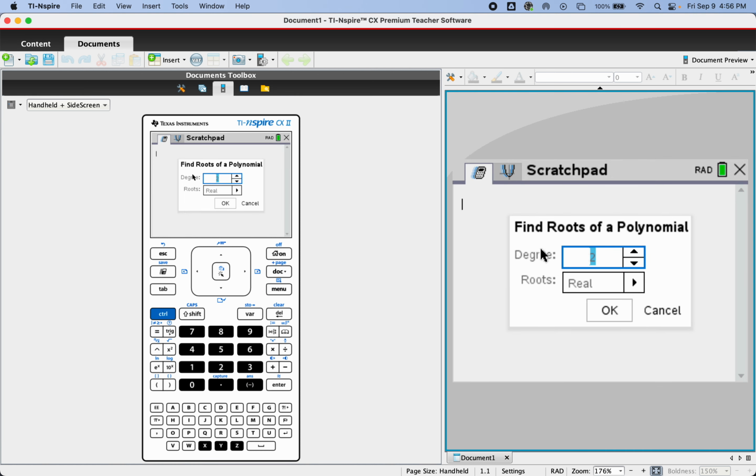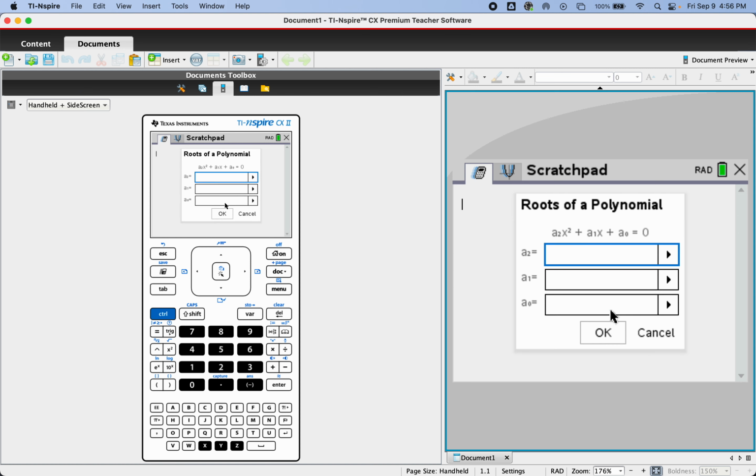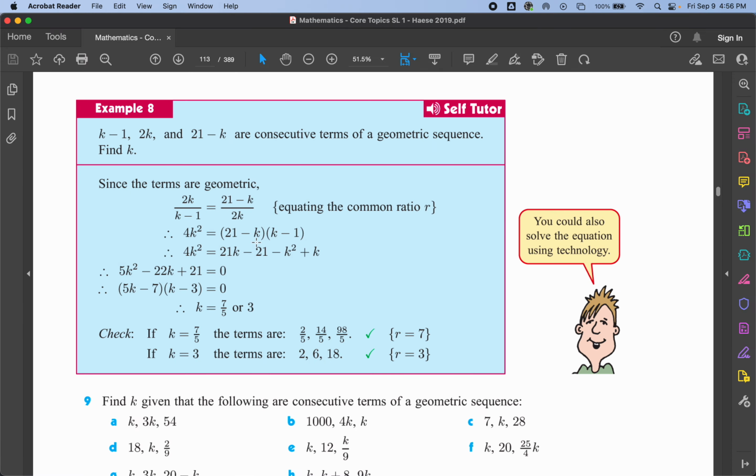Degree, well, for any quadratic, that's degree 2. Like I said, you can use this to solve any polynomial, but we're specifically looking at a quadratic, and we just confirm that we want real roots. Choose OK, and it's going to prompt us. Here's the equation. It's got to be set equal to 0. Our variable is x here, so that's a little bit different because we have k here, but it's okay. We can just use the coefficients.